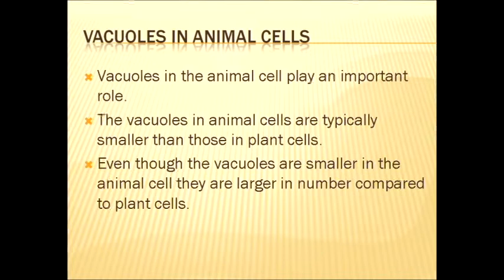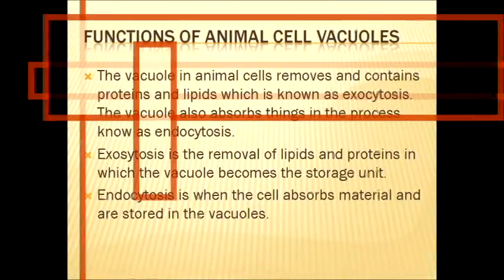Vacuoles in animal cells. Vacuoles in animal cells play an important role. The vacuoles in animal cells are typically smaller than those in plant cells. Even though the vacuoles are smaller in the animal cell, they are larger in number compared to plant cells. That's because they are more densely packed in, and since they're smaller, they have more area to move around in, so they have more.